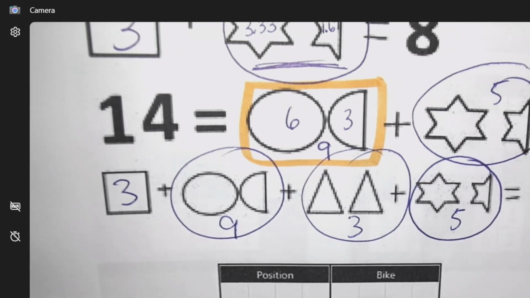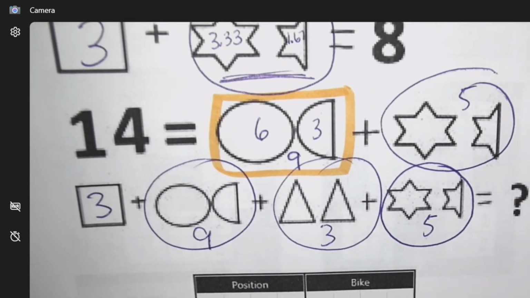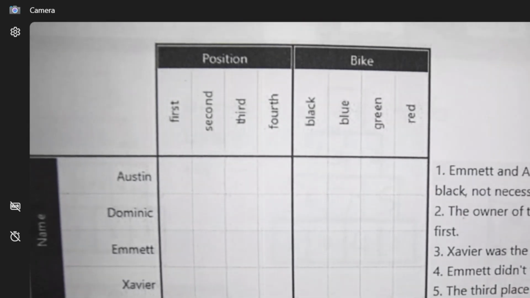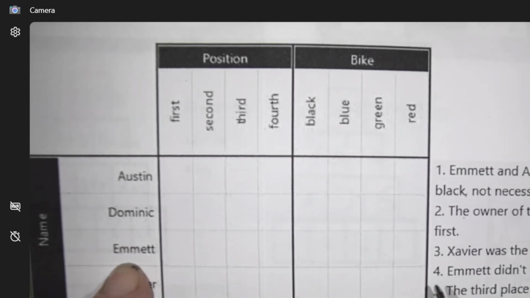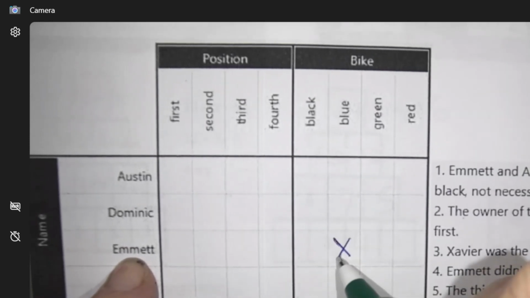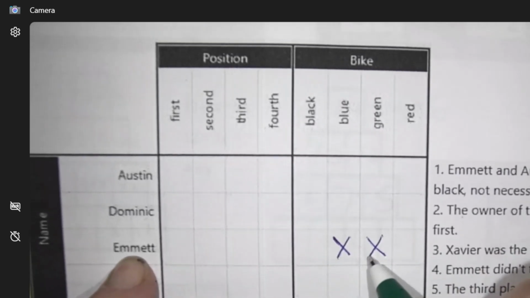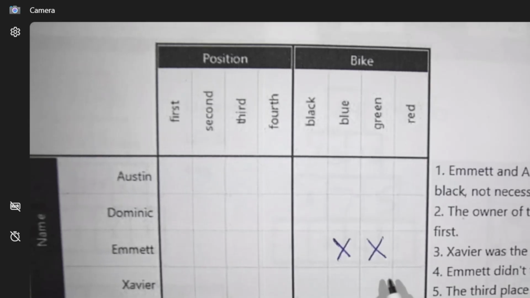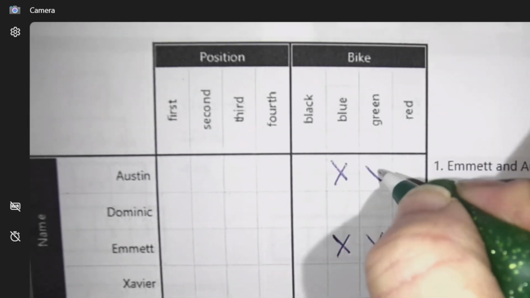Okay, and then this is a logic puzzle. So Emmett and Austin's bike are red and black, but not necessarily in that order. So can you go to Emmett? Can you eliminate blue and green? Can you eliminate those? Because Emmett is for sure either black or red. And same with Austin.